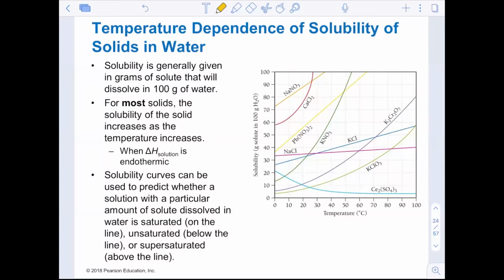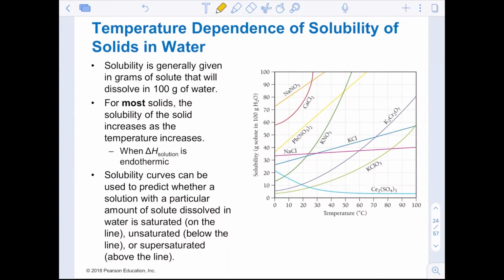And most solids dissolving in water have a delta H of solution that's close to zero. It's typically around maybe 2 kilojoules per mole or -2 kilojoules per mole. They're typically very, very close to zero for that delta H of solution. So for most solids, the solubility of the solid increases as we increase the temperature.